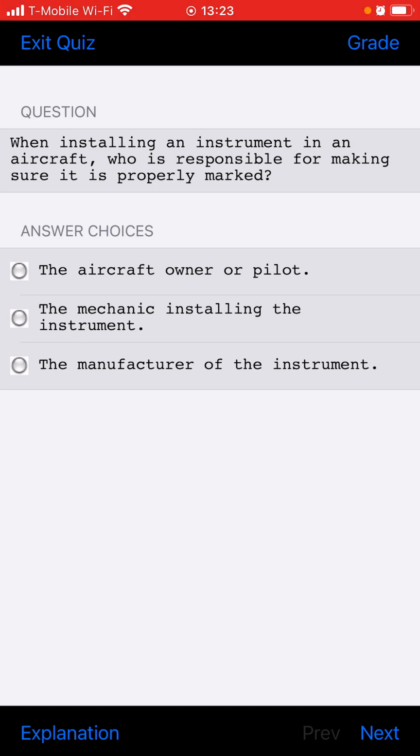What is the source of heating? What are the sources of heat for a thermal anti-ice system? Bleed air from the compressor section of the turbine engine.